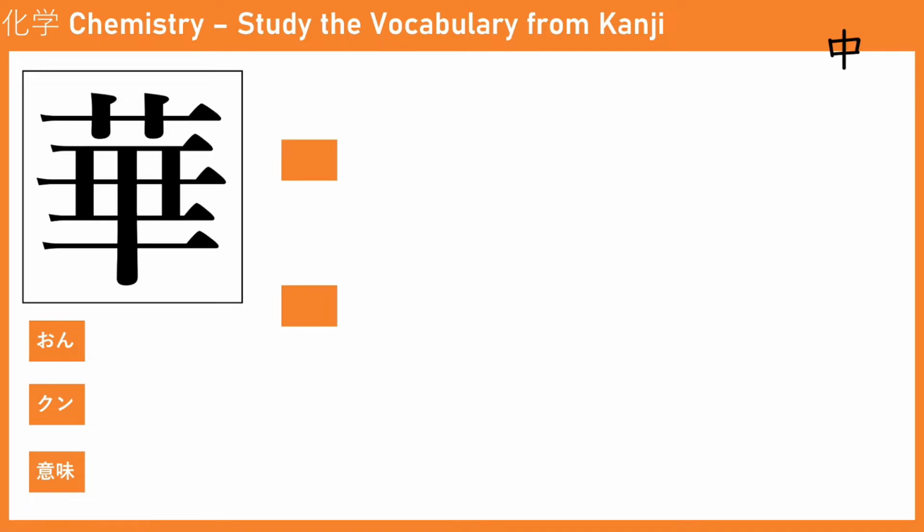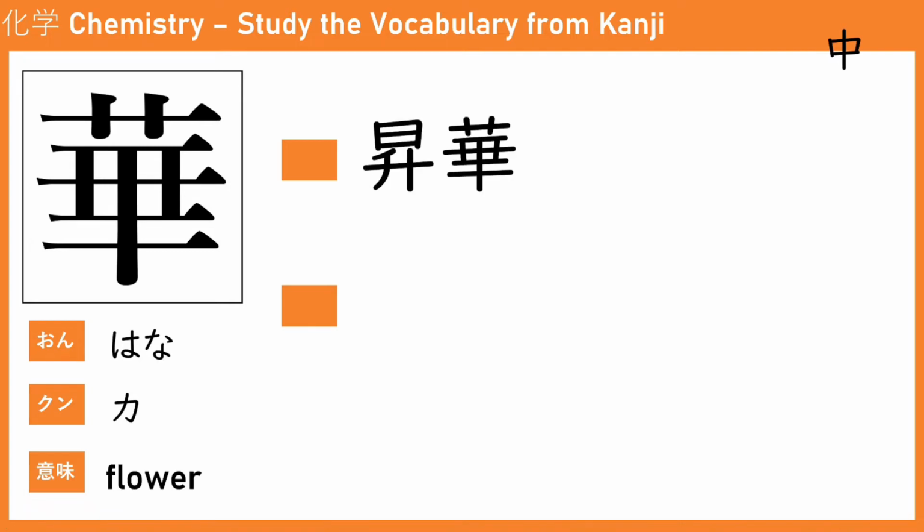The next kanji is ka or hana. Hana means flower. So we have seen this kanji before. Shouka, which means sublimation. It's the change of state from gas to solid, and it may form the shape like a flower. So they use kanji ka, shouka, in sublimation.